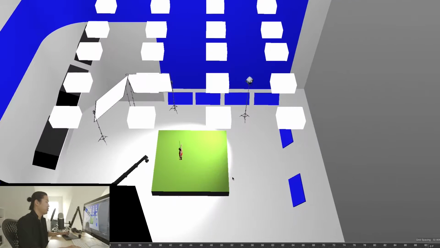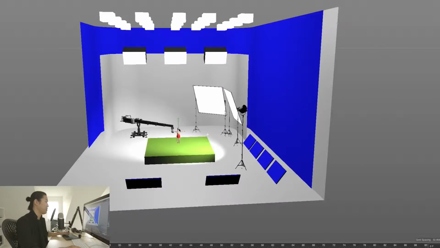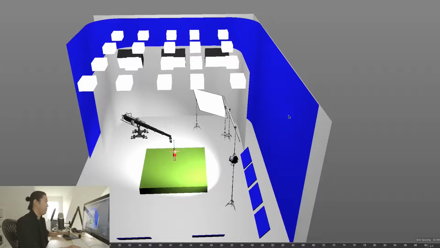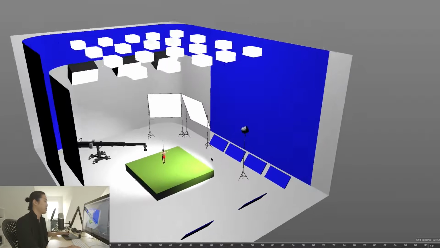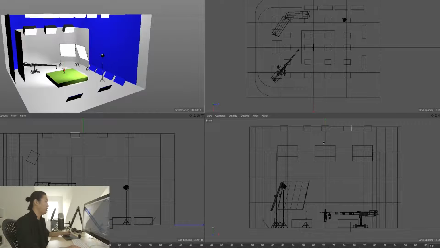So this is their stage. I believe they said it was 60 by 80, so that's how big it is. The entire thing, if you can see from here, is wrapped in blue screen. Now, it's blue screen in 360, but I only did partial so that you could actually see into it. And we can look at this from an overhead or elevation view.